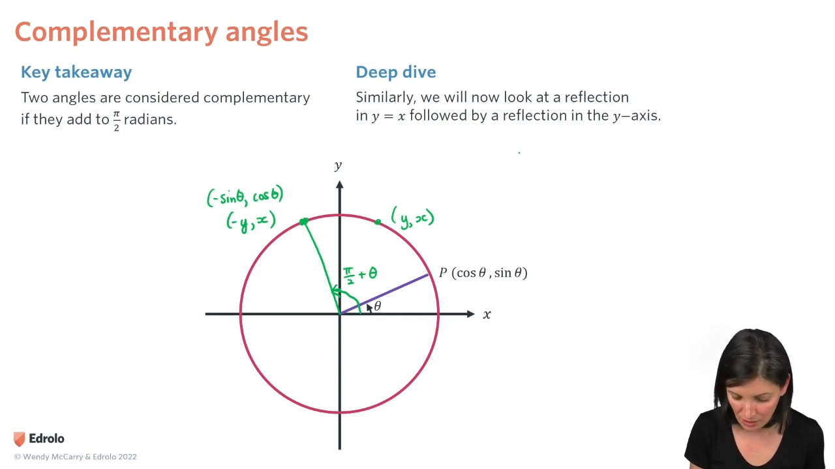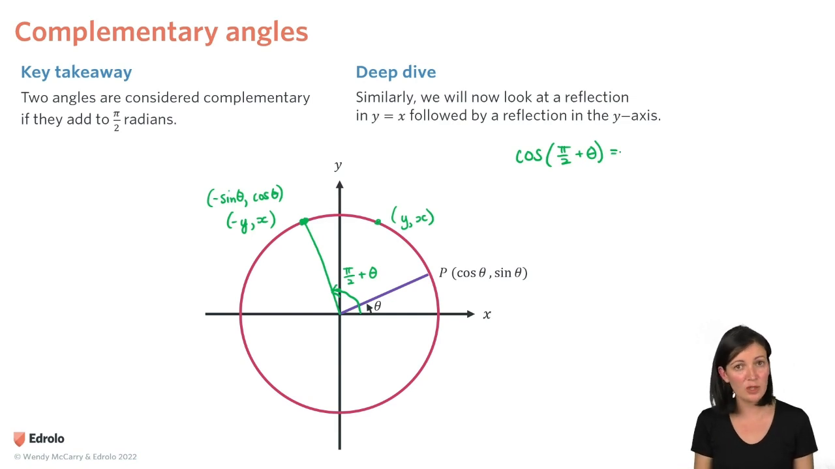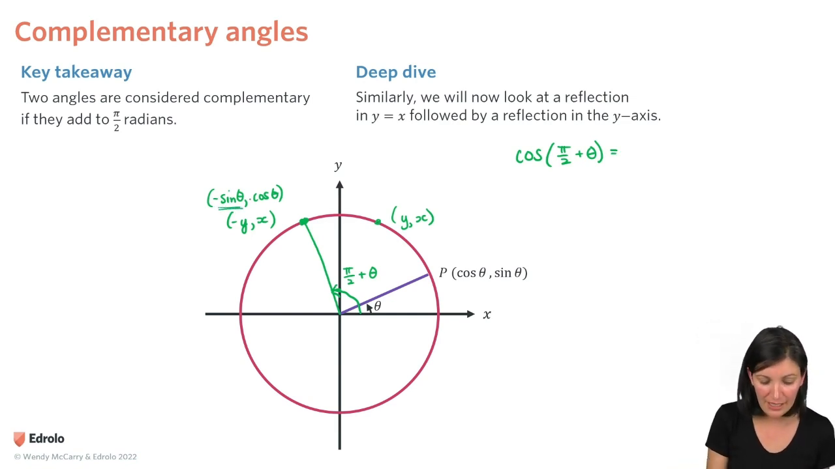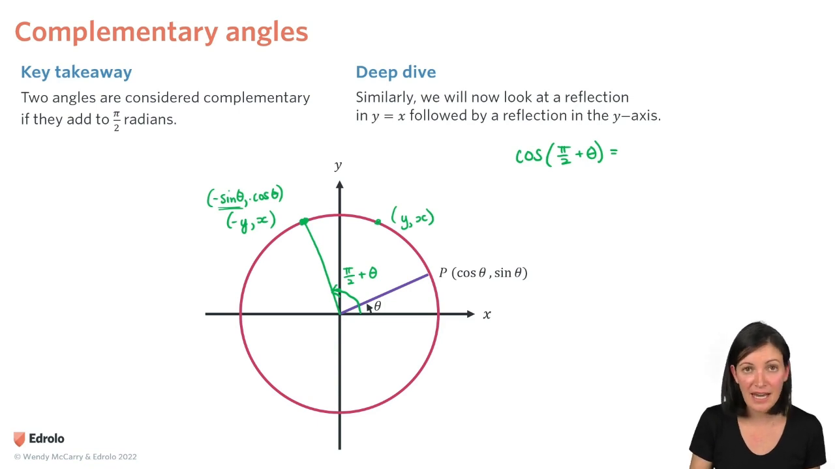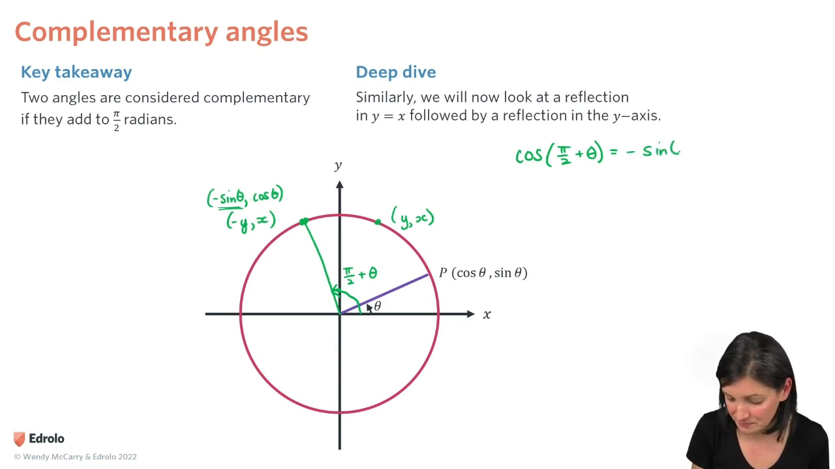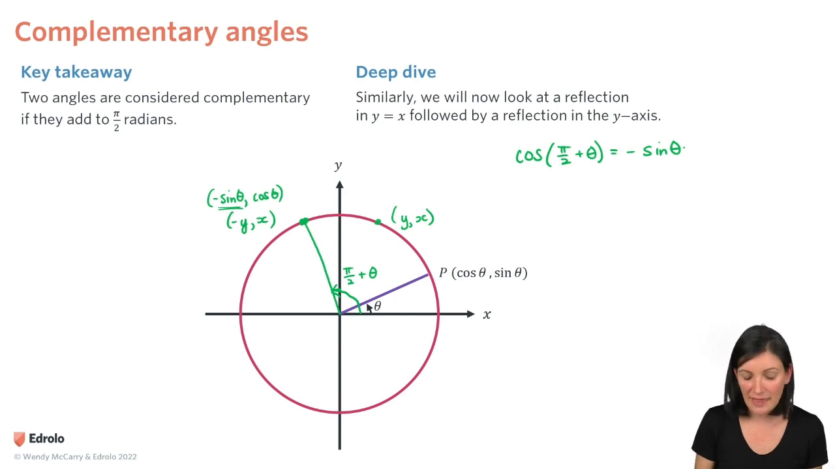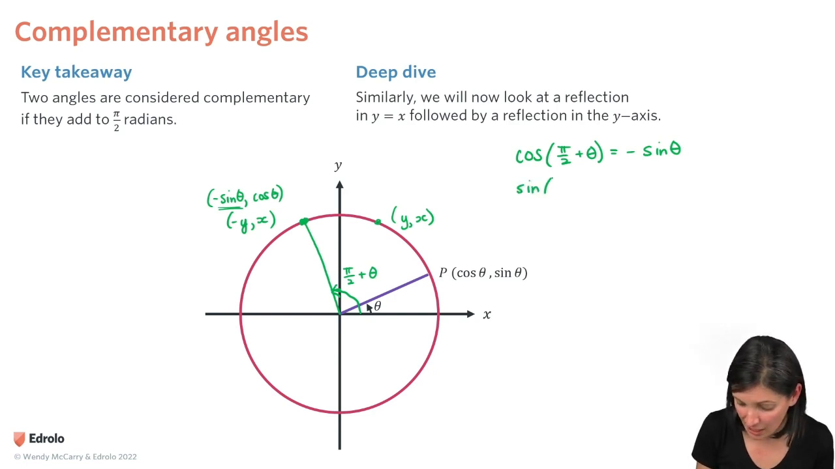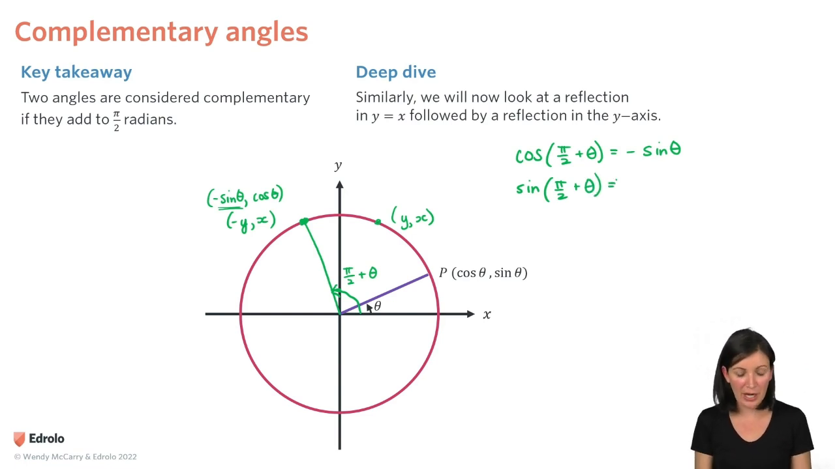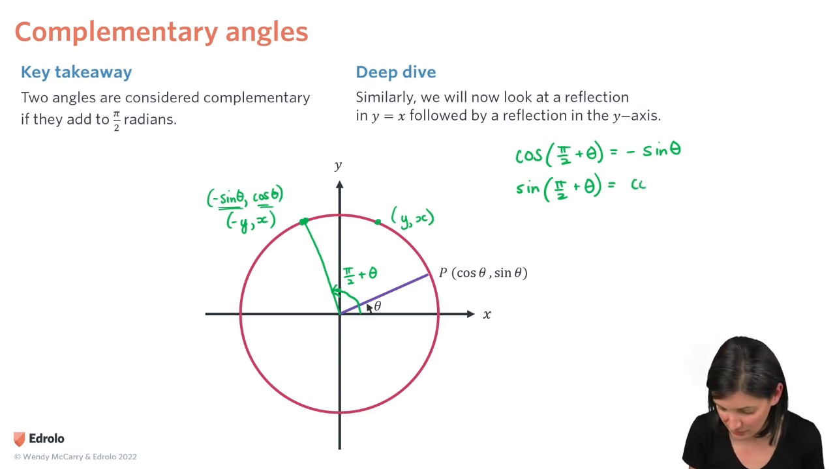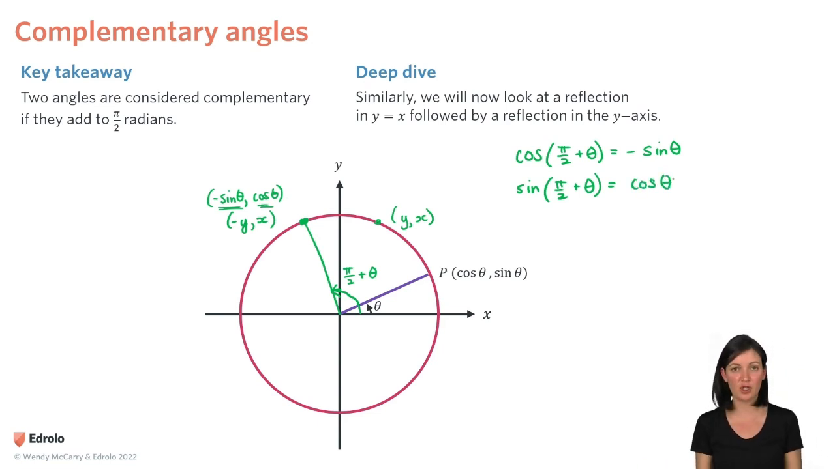plus theta. So let's look at cos of pi on 2 plus theta. Remember, that's always equal to my x-coordinate. And now my x-coordinate is the negative of sine theta. Okay? And then if we look at the sine of pi on 2 plus theta, that's always equal to my y-coordinate, which is now the cos of theta. Okay, so I get these two other relationships.